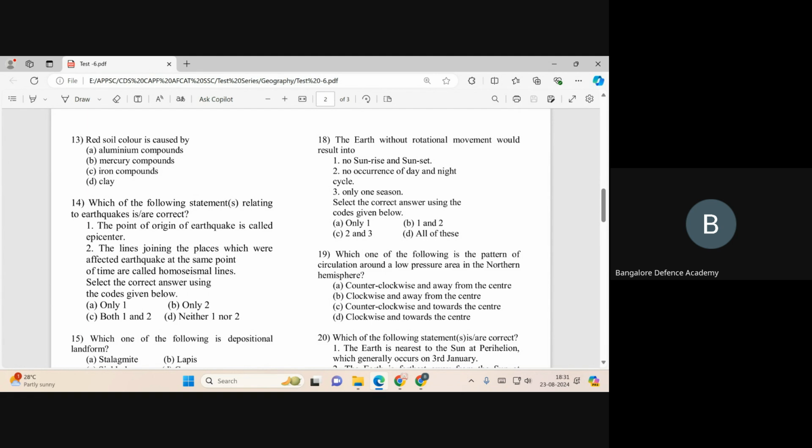Next one, no occurrence of day and night. Yes or no? If sunrise and sunset is there, there is day and night. And if it is like this, this person is having seasons. For example, the northern hemisphere is more inclined now, so the northern hemisphere is more exposed and the southern hemisphere is less exposed. So the maximum solar radiation will be taken by the northern hemisphere. This person is having a summer and he is having a winter. But rotation is not there, so only one season will be there.